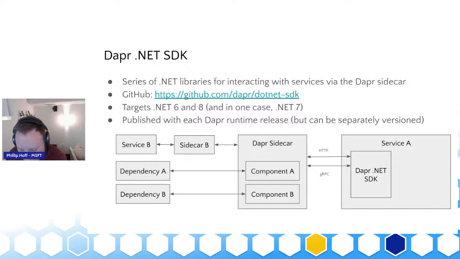If you're making calls to, say, PubSub, state store, input-output bindings, the components that handle those calls are hosted within the Dapr sidecar process itself. So again, you use the Dapr SDK.